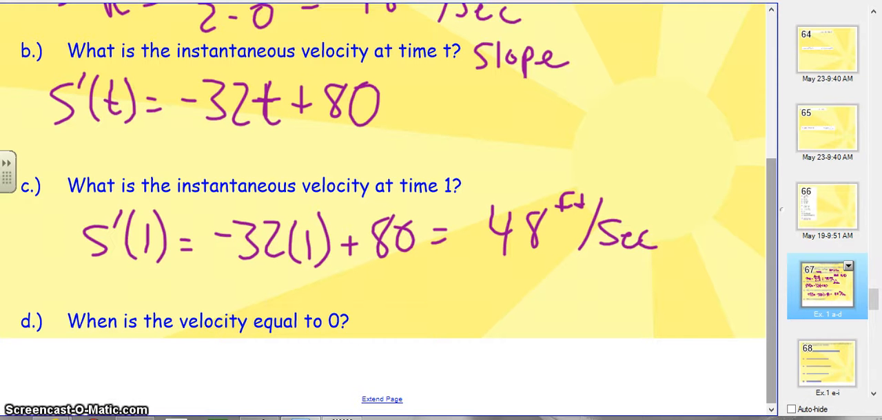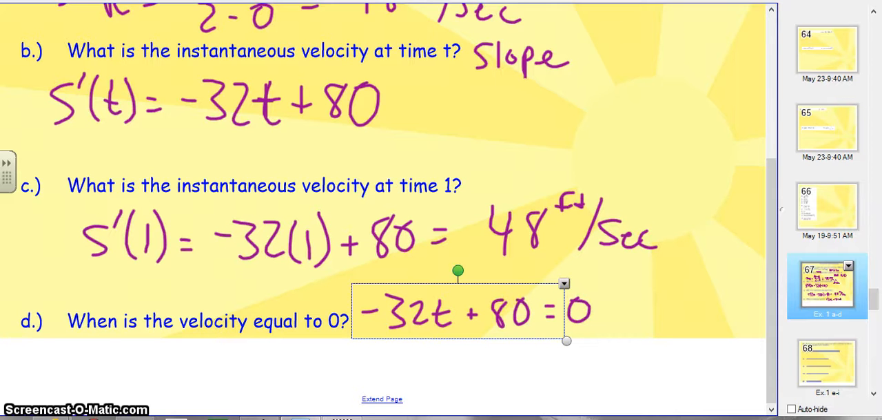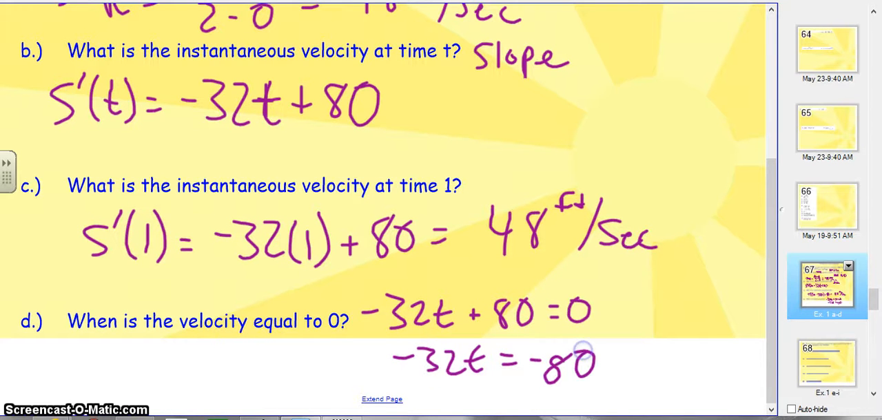Okay, when is the velocity equal to 0? Well, I'm going to set my derivative equal to 0 and solve. So we subtract the 80, and divide by negative 32. And I get 2.5 seconds.